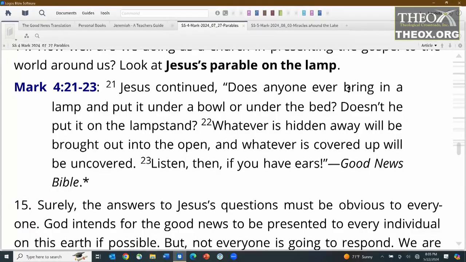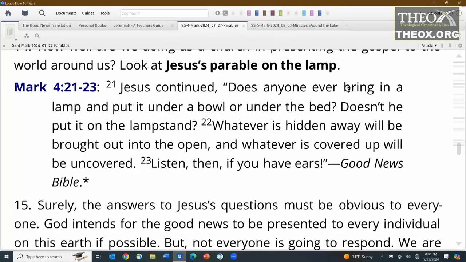How well are we doing as a church in presenting the gospel to the world around us? Well, let's talk now about the parable of the lamp. Jim? This is from Mark chapter 4, verses 21 to 23.